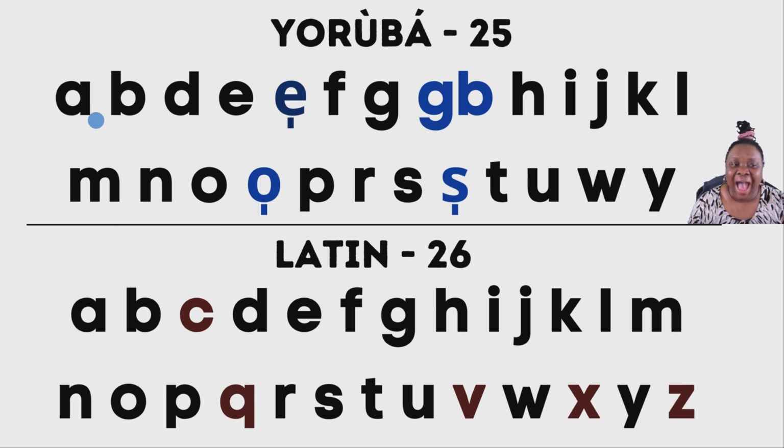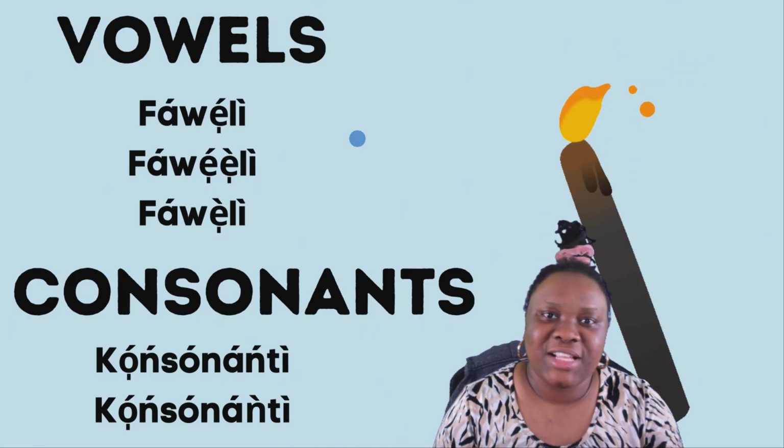A, B, C. We don't have it. So, you know, there are differences. There's nothing like that in the Latin alphabet. Next, let's split them.